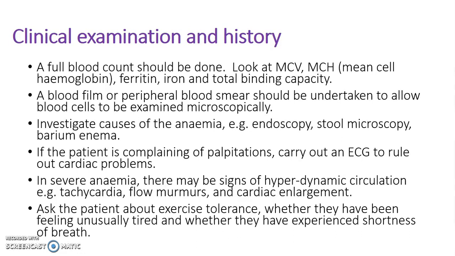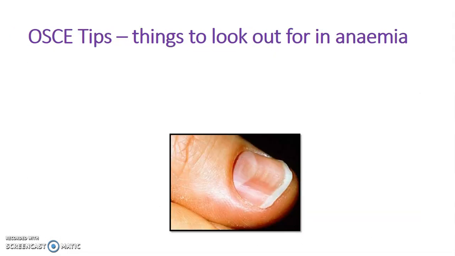And when you're taking a history from a patient, ask them about exercise tolerance. Have they been feeling unusually tired, and have they experienced shortness of breath? And also ask them about their diet. Do they have a diet that's rich in iron? Or are they lacking? Are they not eating very well? Are they underweight? Or are they overweight and they've just got a very poor diet? So find out exactly what it is that they're eating.